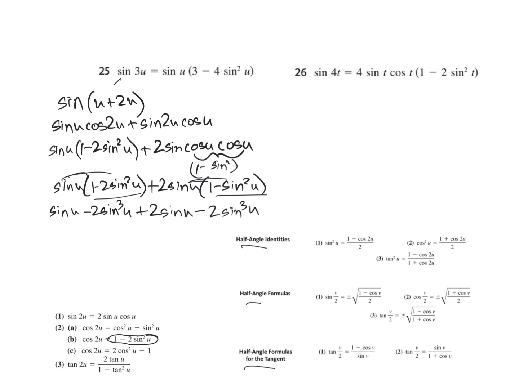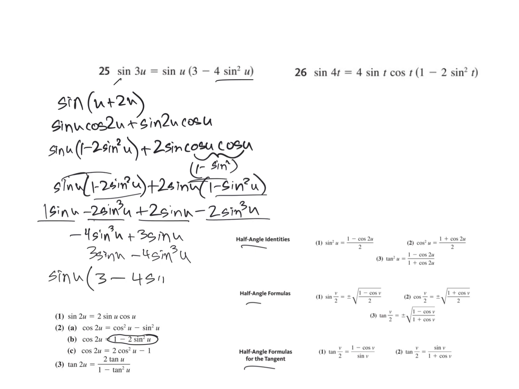All right, so at this point, let's put like terms together here. We have a minus 2 sine cubed u and a minus 2 sine cubed of u, so that's minus 4 sine cubed of u, which looks very close, but not quite. And then we have a plus 2 sine of u and a plus 1 sine of u, so that's plus 3 sine of u. Okay, so let's rearrange that as 3 sine of u minus 4 sine cubed of u. And if we factor out a sine of u, we get 3 minus 4 sine squared of u. Check.